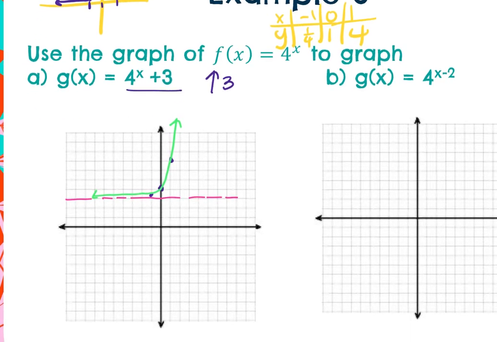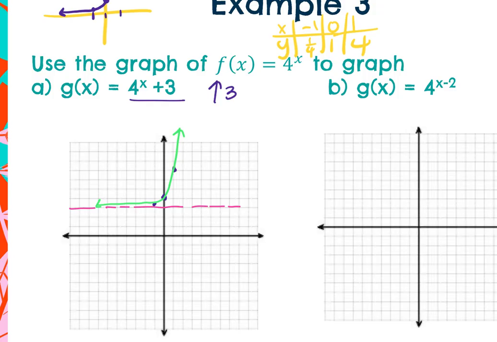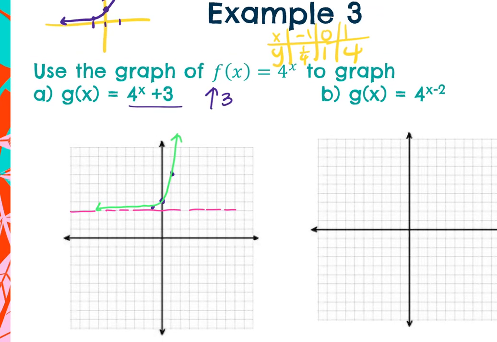Does it change your domain? A vertical shift? No. Does it change your range? Yeah, so domain is still negative infinity to positive infinity, but range this time is now 3 to positive infinity. Y-intercept became 0, 4, and the horizontal asymptote went up 3, so it's y equals 3.